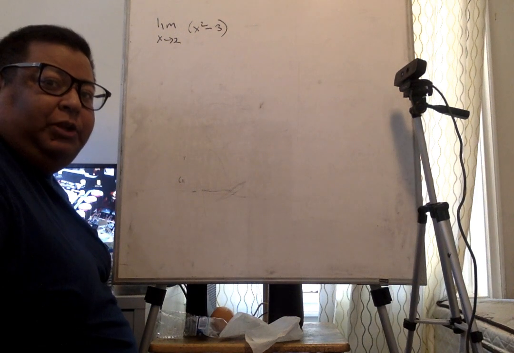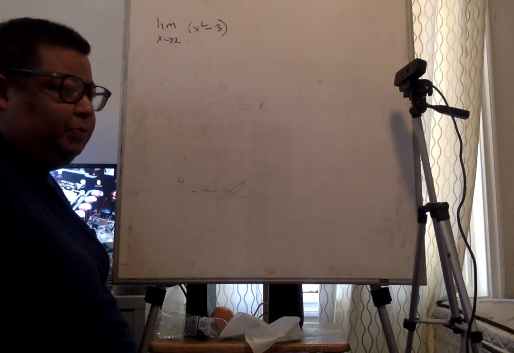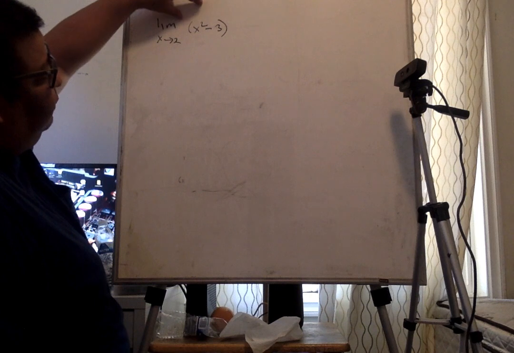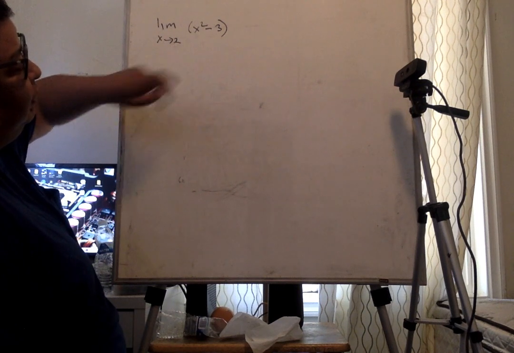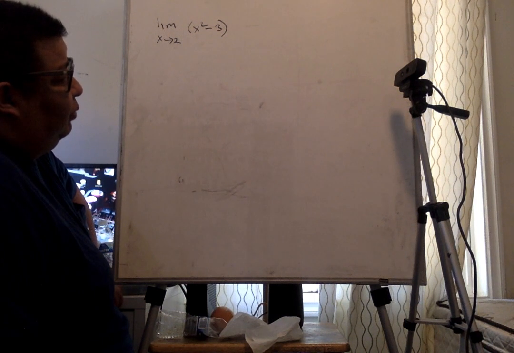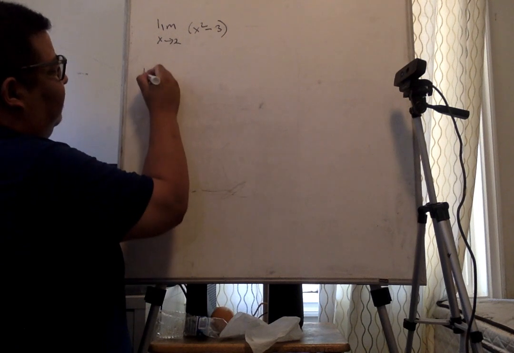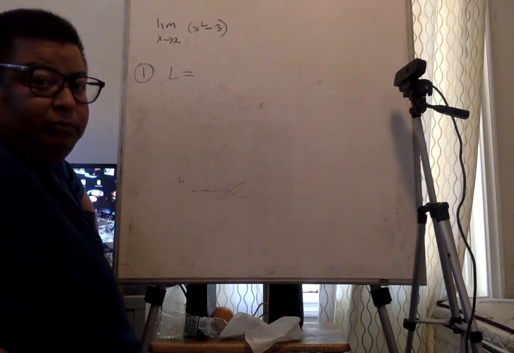Welcome guys. In this video we're gonna do another epsilon delta proof. We're going to talk about the limit as x approaches 2 of the function x squared minus 3. Notice this is a polynomial, so we might be thinking about factoring when we're doing this kind of epsilon delta proof. Okay, so the first step, like always, we're gonna find L, the limit.